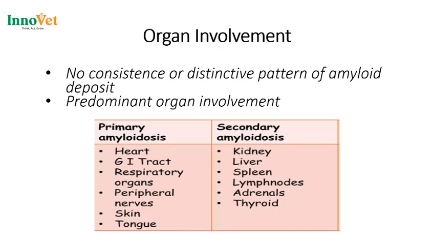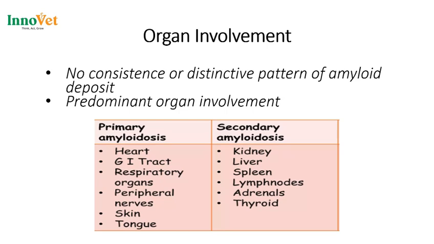So let's look at organ involvement. For primary and secondary amyloidosis, which organs are usually associated with them? We cannot have a consistent or distinctive pattern of amyloid deposit, where when it is primary it will only be deposited in one place. No. But there are organs where these types of amyloidosis are predominant. Primary amyloidosis is most predominant in the heart, GIT, respiratory tract, peripheral nerves, skin, and the tongue, while secondary amyloidosis is predominant in the kidney, liver, spleen, lymph nodes, adrenals, and the thyroid.